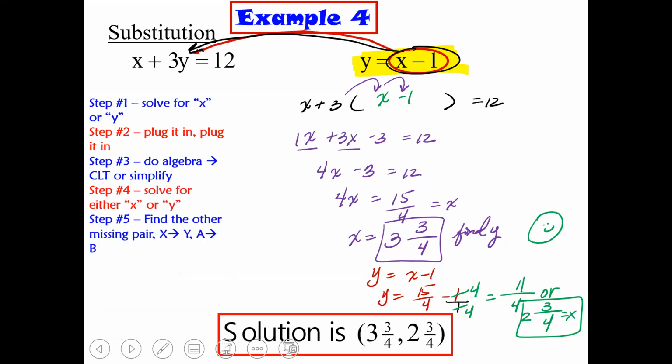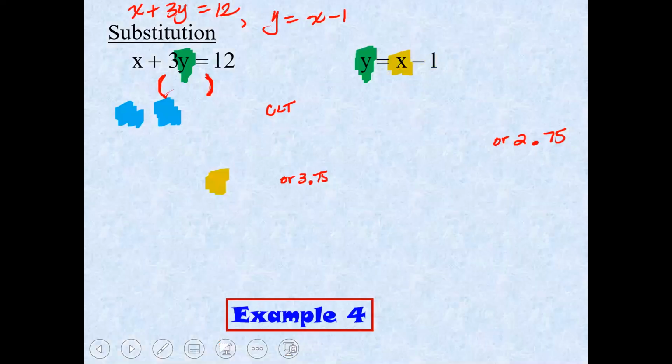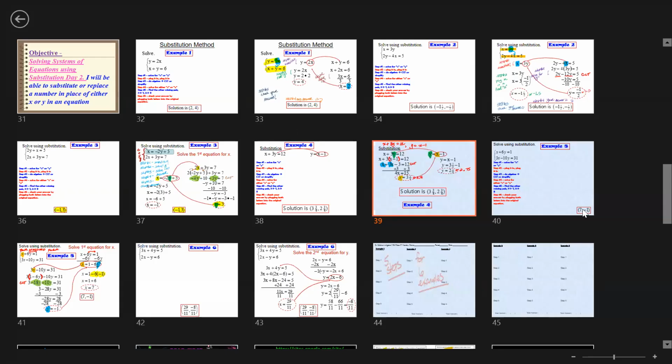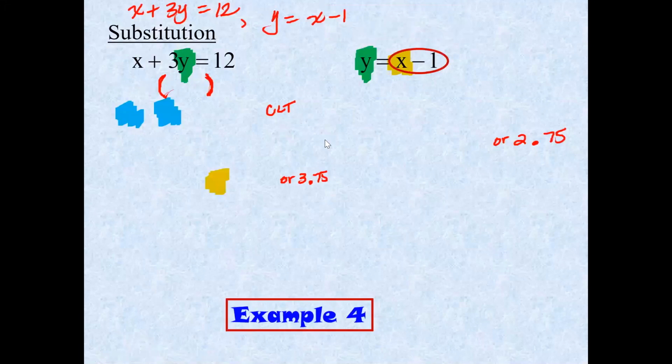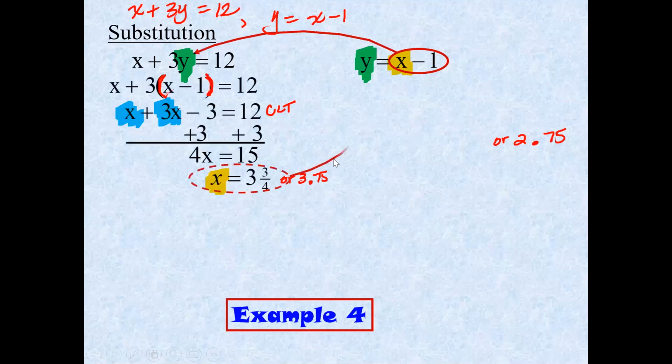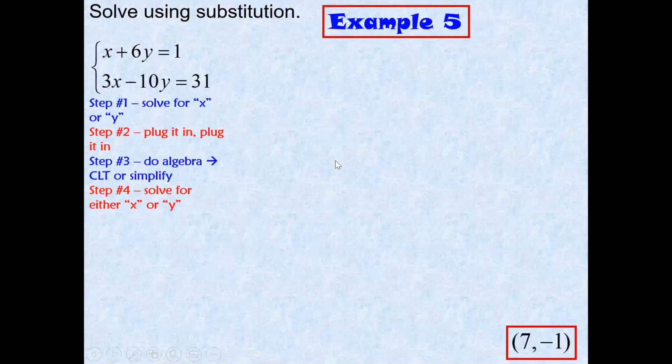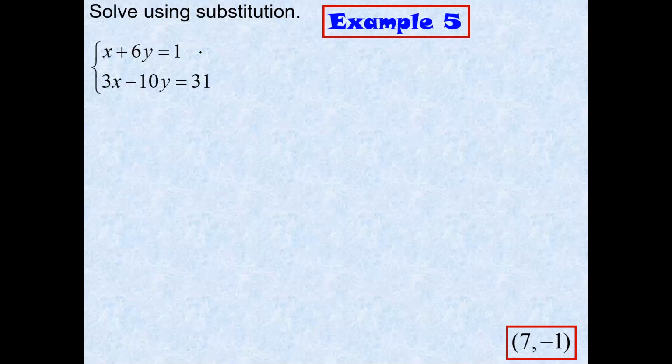All right, guys, let's move on to the next part. So the next example we have is going to be example number 5. All right, so we're still on substitution or replacing. So with this example right here, notice that none of the x's or y's are solved, so you will have to solve for them.